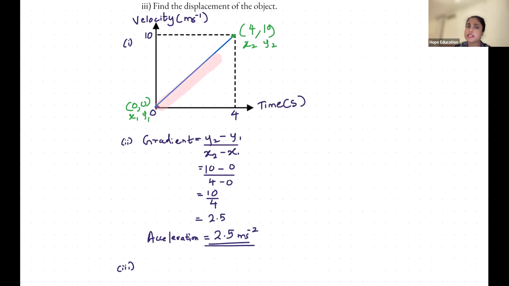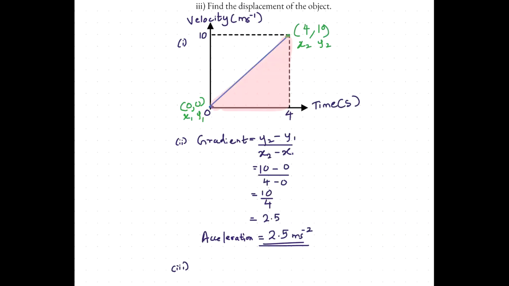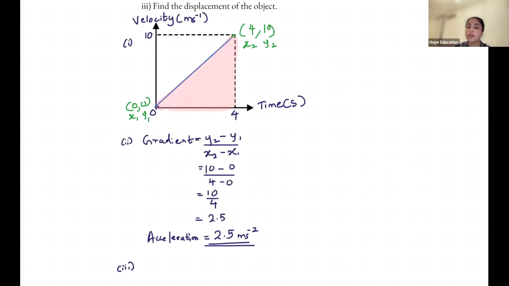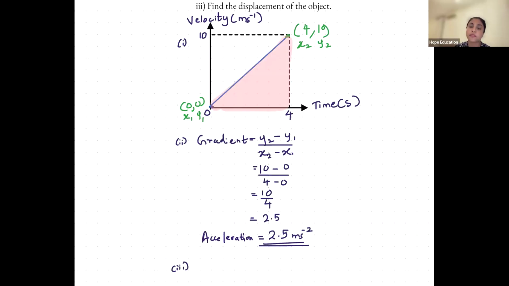What is the shape of this area under the graph? What is its shape? Hmm? Go ahead, Lama. Yes, triangle. Yes, it is a triangle.